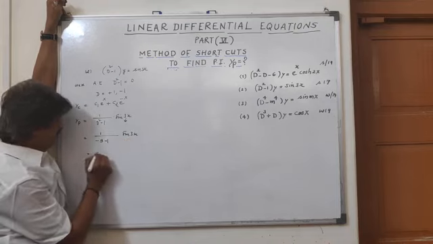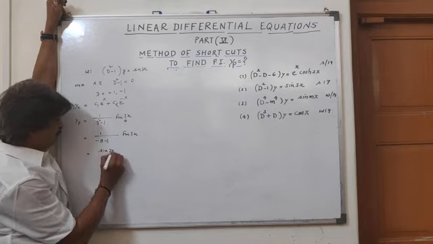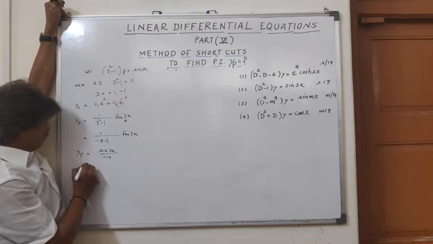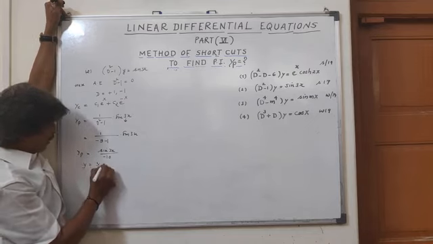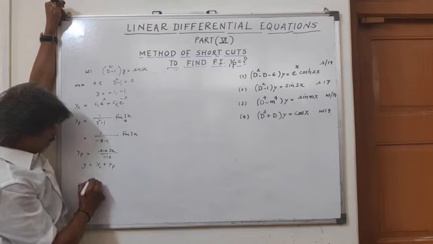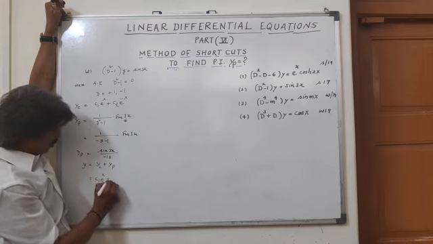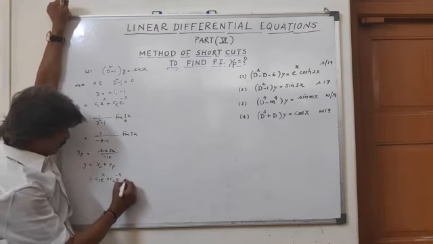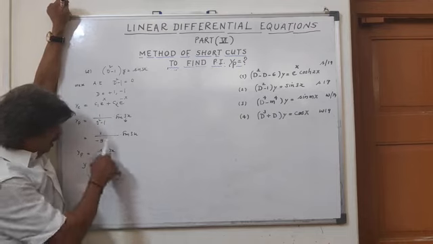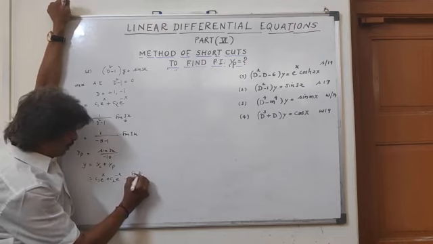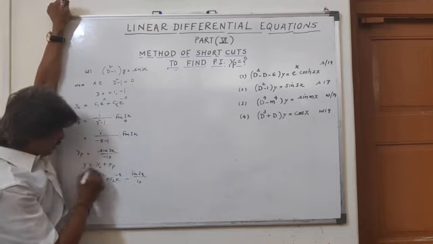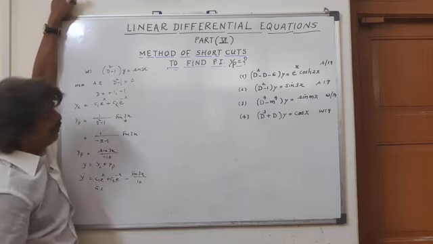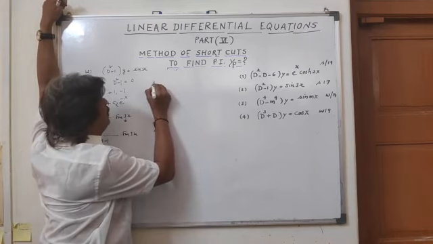So it is sine of 3x by minus 10, the yp. The complete solution y is equal to yc plus yp: c1 e to the power x plus c2 e to the power minus x. This is the complementary function we have determined, and the particular integral was sine of 3x upon minus 10. So this is our complete or general solution of the second example. Now switch on to the third one.